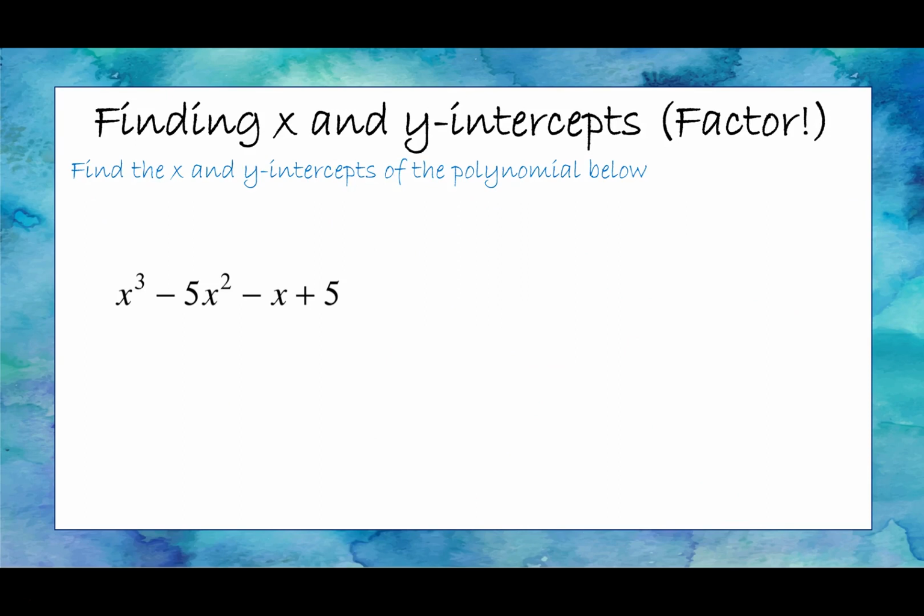All right, so find the x and the y-intercepts of the polynomial below. Well, I'm just going to remind myself right now that my x-intercept is going to be when y is equal to 0, and my y-intercept is going to be when x is equal to 0. So I'm going to go ahead and start with the y-intercept first. That's going to be the easiest one, when x is 0.